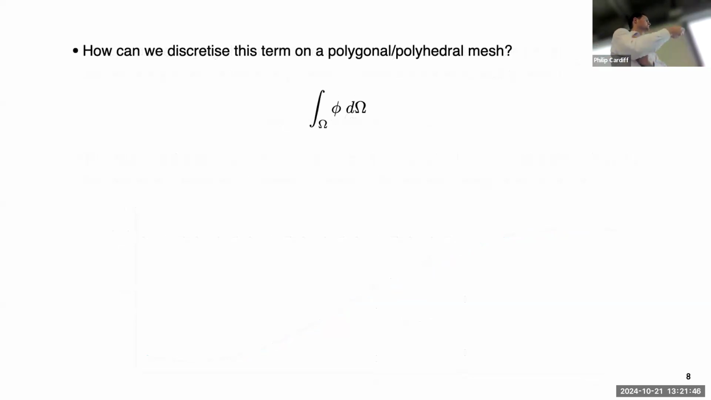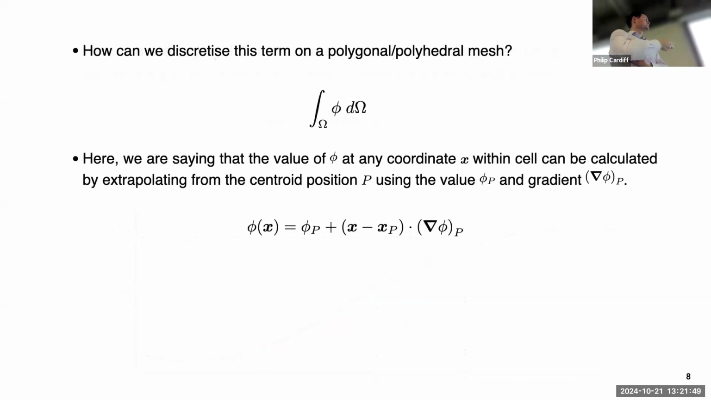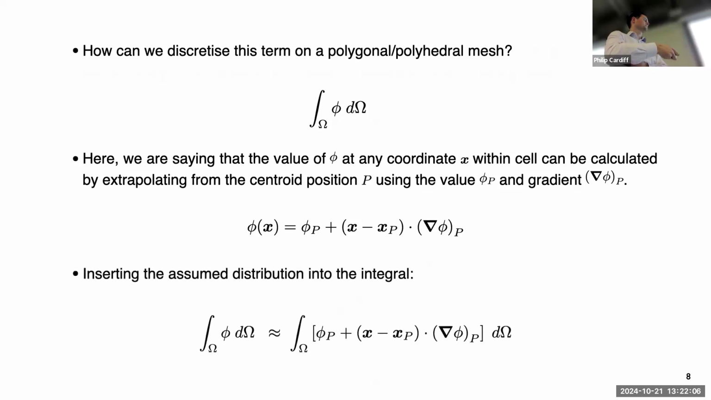Okay, let's go back to this term, and we want to apply this. The idea is to take this true solution, which we don't know, and approximate it. Once again, I should be using strictly an approximation sign here, not equals, and just replace it by the value at the center of the cell plus some extrapolation using the gradient at the center of the cell. If I substitute that in, this is once again our interpolation function, our functional form. We're subbing it in the same way we did for the finite element method, and it looks like this.